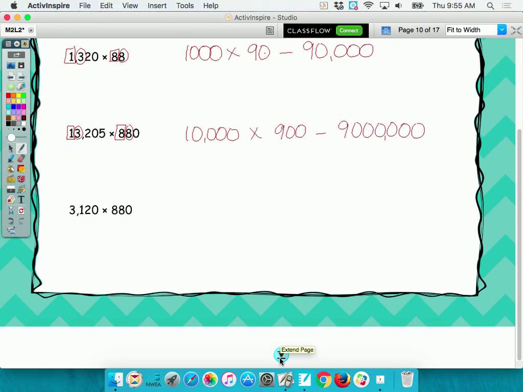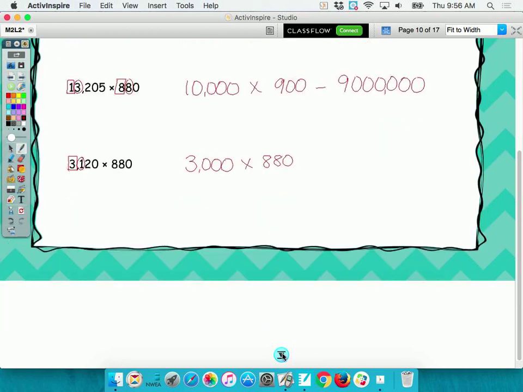Okay, the next one. Should we try and get this one closer? Yes. Let's do. So let's keep 880 the same. All right? So I'm going to round 3,120 to what? 3,000. The 1 tells me to stay at 3,000. Times 880. 8,000,000.